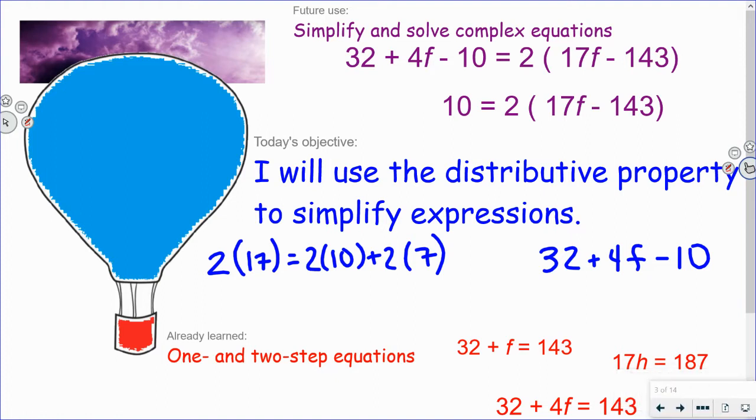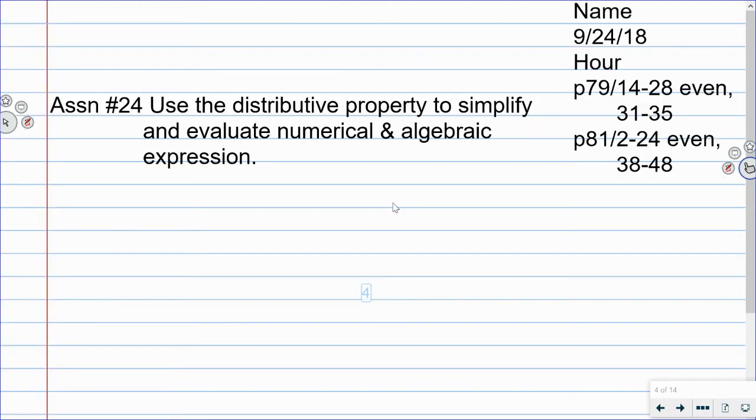Now, think about it. We've been working with 1 and 2-step equations. We're now going to use these properties to simplify and solve more complex equations in the future. So that's where our goal is. That's why we want to learn today to use that distributive property to simplify. Go ahead and pause your video, write whatever today's date is, and the hour, and then come on back when you're ready.